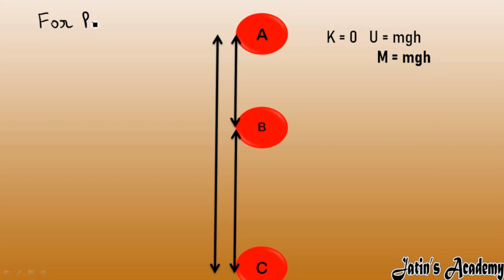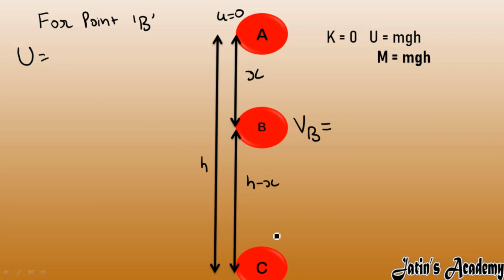For point B, or for instant B, here we have this is x, this is h minus x, and this is total h. Initial velocity is 0. For example, at this point we have velocity vb, velocity at instant B. Clear? Now for the potential energy at point B, what is the height from the ground? Height from the ground is h minus x. So potential energy at B is mg(h minus x), and we have to calculate the kinetic energy at B, which is half m vb square. So velocity at point B we have to calculate.